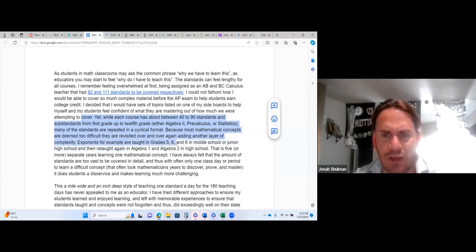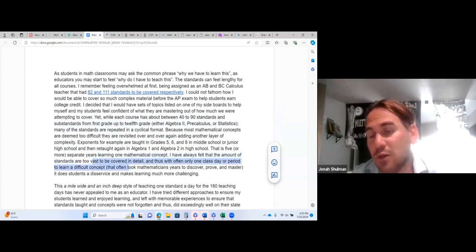Exponents are taught in grades 5, 6, and 8, and then in high school in Algebra 1 and Algebra 2. That is 5 or more separate years learning one concept. I've always felt the amount of standards are too vast to be covered in detail. This is my own personal idea that there shouldn't be this many standards. Just pick a year. Everybody learns exponents in 6th grade, and that's it. You're done. You don't have to do grades 5, 6, 8, and in high school.